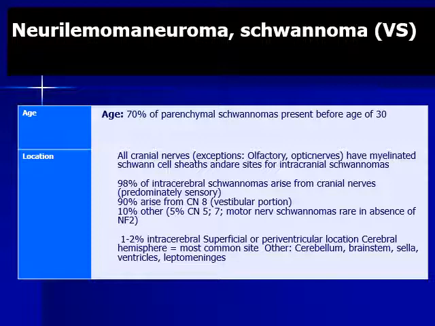Sometimes, you know, schwannomas. Schwannomas are the tumors affecting the cranial nerves and peripheral nerves. 70% of intraparenchymal schwannomas present before the age of 30 years old. Typically cranial nerve schwannomas are seen involving the 8th cranial nerve, vestibular schwannoma. It may affect the trigeminal nerve and so on.